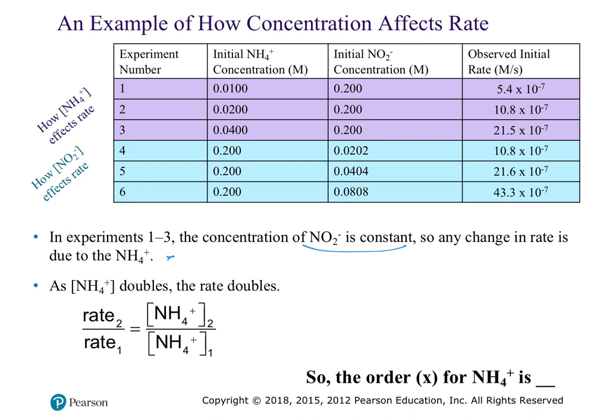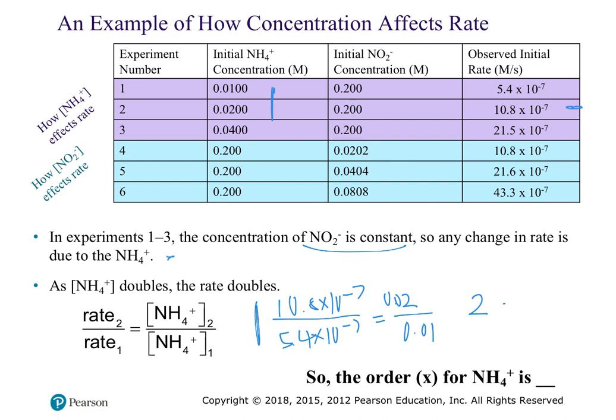So if we take the rate of the second one, 10.8 times 10 to the negative 7 divided by 5.4 times 10 to the negative 7, that equals our concentrations, 0.02 over 0.01. We see that the ratio of the rates is 2, and the ratio of the concentrations is 2. So these are equal to each other.